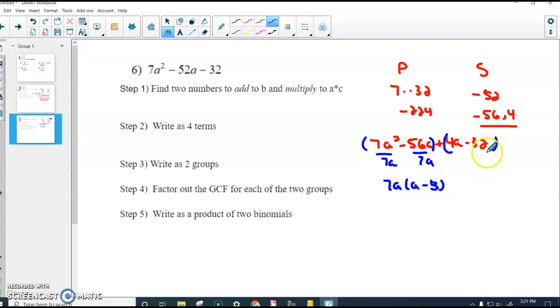Now I'm looking at 4a and 32. I know 4 goes into both of those. So I got plus 4, a minus 8. So your factored form would be 7a plus 4, a minus 8.